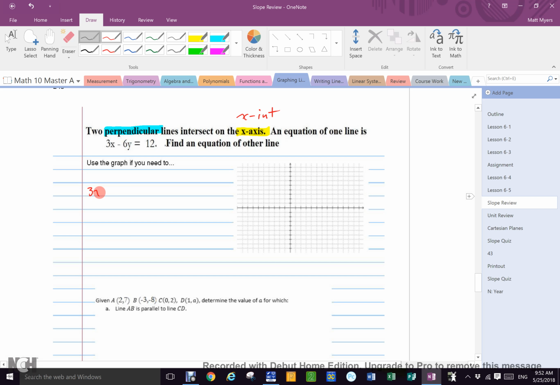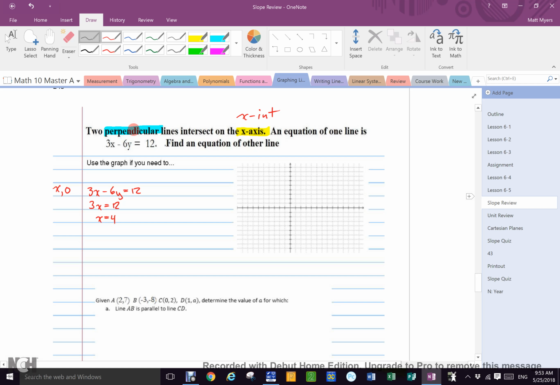So 3x minus 6y equals 12. Can you tell me the x-intercept there? Sure you can, because the x-intercept is x, 0, right? So what's going to happen to that y? It's a 0. So I have 3x equals 12, x equals 4. Now I know the x-intercept of both lines, don't I?